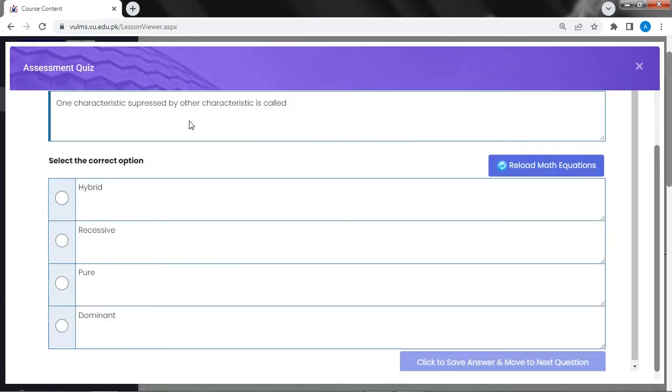One characteristic suppressed by other characteristic is called recessive.